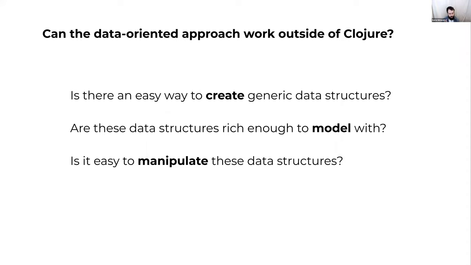Are these data structures rich enough to actually model with? I find that JSON APIs are everywhere now, and I think that's evidence that it's good enough. Because XML is arguably much, much richer in terms of the kinds of things that you can model with it, and JSON is a bit less rich in its capabilities, but it's good enough. It reaches this interesting balance.